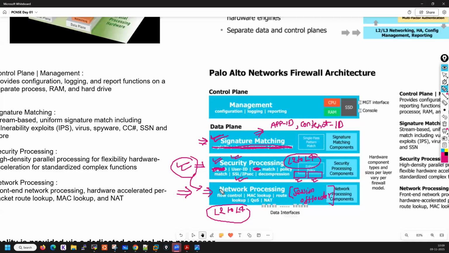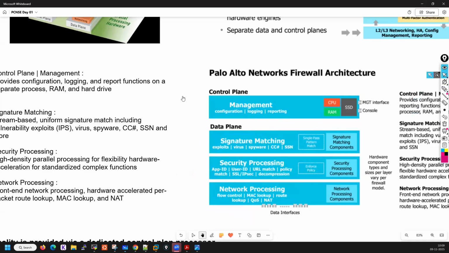But your network processor will only do the task which you will offload from your side. Whatever instructions you will give to this network processor, those tasks only it will perform. Let's suppose there is one session, some flow is going on, so one session is created. If my security processor says session number 100 you have to handle, then this particular processor will handle session number 100 only from layer 2 to layer 4 point of view. Okay, so those are the three processors they have at the data plane.